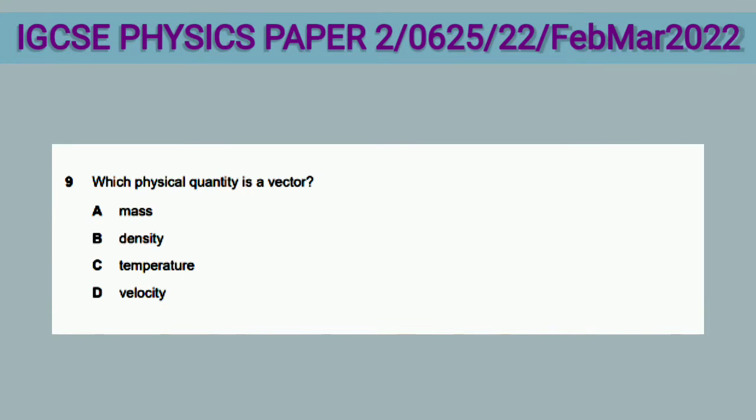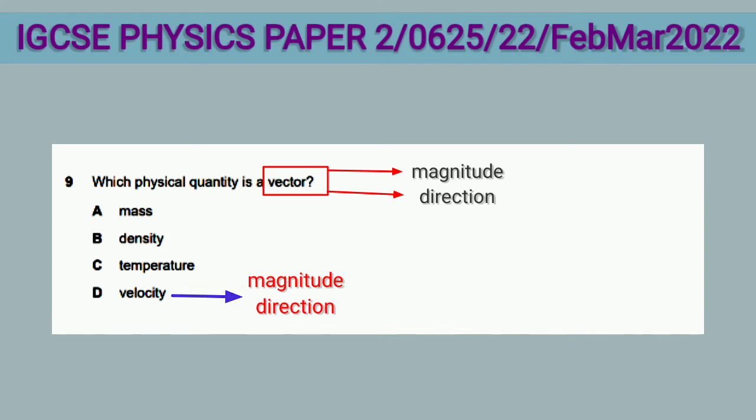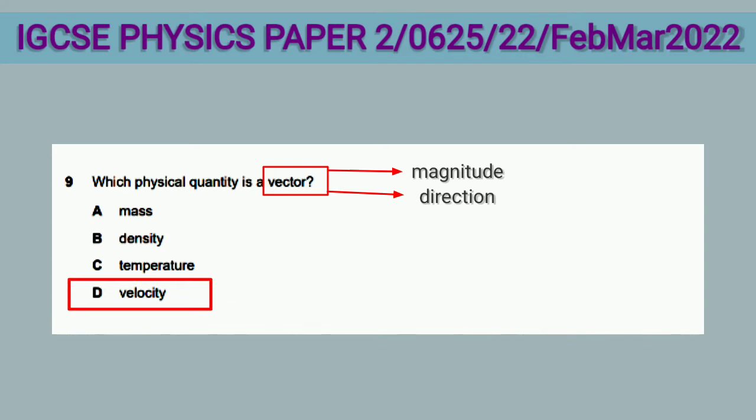Ninth question. Which physical quantity is a vector? We know a vector is a physical quantity which requires magnitude and direction. So options A, B, C, mass, density, temperature, can be described by magnitude alone. They do not require direction. To describe velocity, we need magnitude as well as direction. So option D is the correct answer. Velocity is a vector quantity.